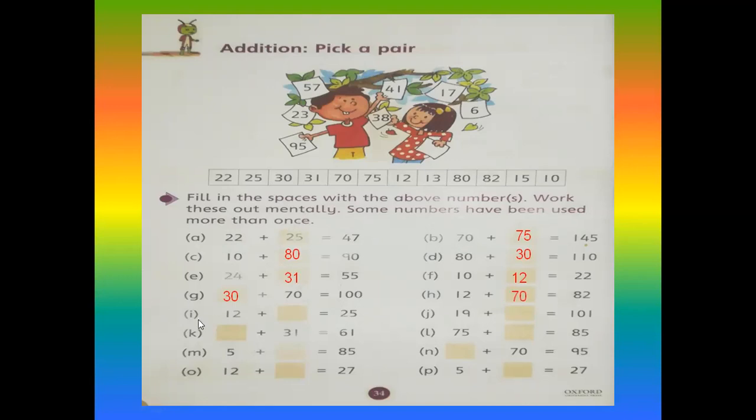I part. 12 plus dash is equal to 25. It means the first digit of the answer is 5. So focus on the first digits. The first digit of the given number is 2. It means the second number's first digit should be 3. Look, this one, 13. So 13 will come here. 3 plus 2 is 5, and 1 plus 1 is 2.